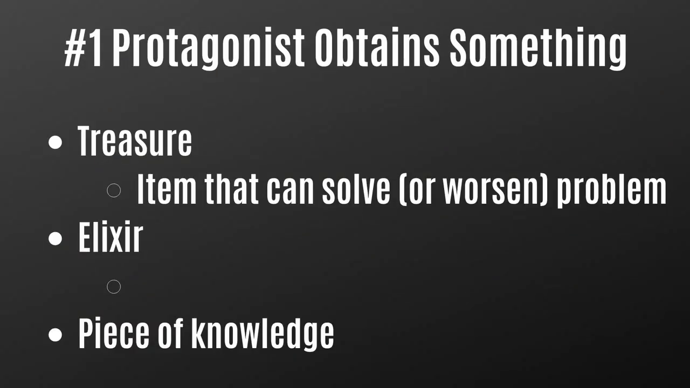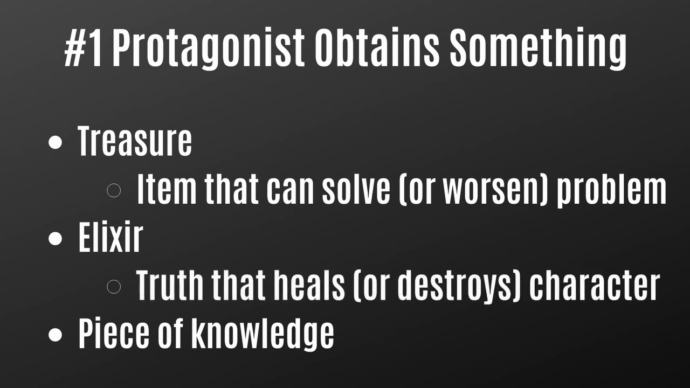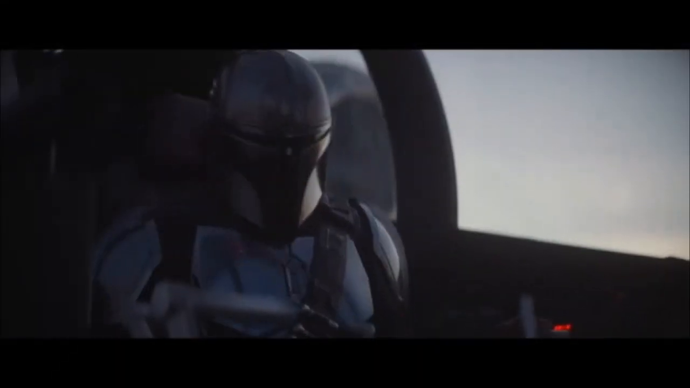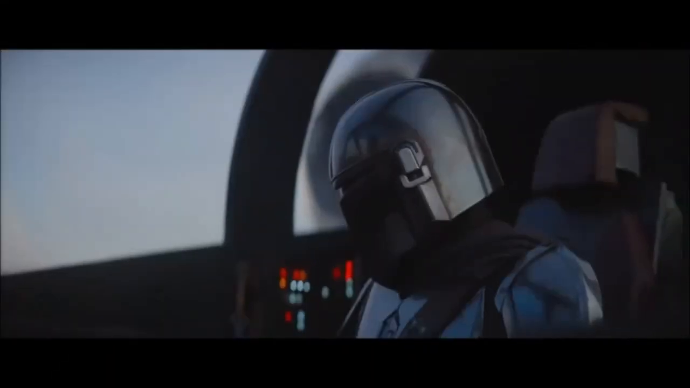Another thing the protagonist may obtain at the midpoint is an elixir, and this is a truth that enables the character to heal their flaw. Oftentimes we have characters who suffer from a flaw, they're dealing with it early on in the story, and then at that midpoint they find some sort of truth that enables them to overcome that flaw by the end of the story.